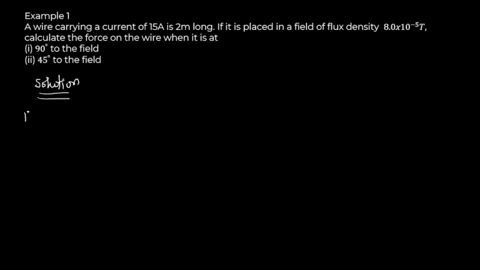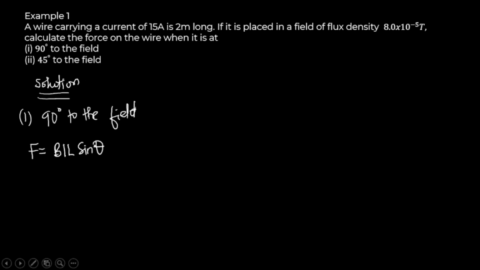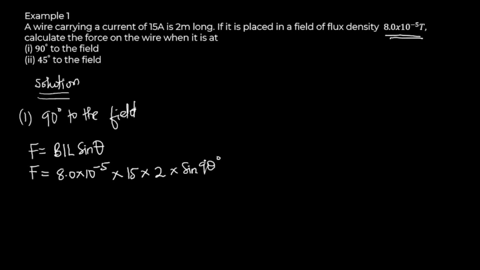Alright, so let's proceed to look at part (i): 90 degrees to the field. We know that the force on the wire when we have a current passing through a magnetic field is given by F is equal to BIL sine theta. To calculate the force, it's very easy. We have F is equal to B, the magnetic flux density, which has been given to us as 8.0 multiplied by 10 raised to the power minus 5, multiplied by the current passing through the wire, which is 15 amperes, and then multiplied by L, the length of the wire carrying the current, which is 2, multiplied by sine of the angle 90 degrees.